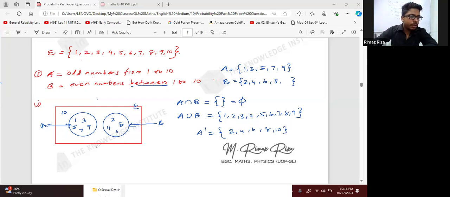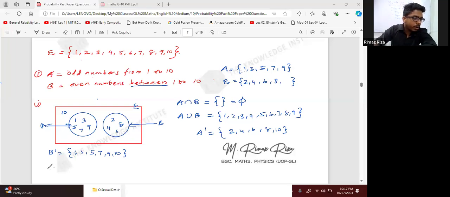And then complement of B. Complement of B is all other elements except B. Therefore, here 1, 3, 5, 7, 9, and 10, because 10 is also not inside B. Okay, and now another one I'll explain.